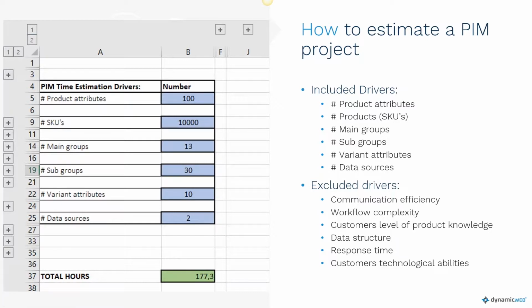If we take a look at the excluded drivers, what's common for them is that they are more qualitative elements. So they can be very hard, and not least time consuming, to measure in advance. First of all, we have the communication efficiency, and this is based on our experiences. Things like how many individuals you have involved in the project, who will make the decisions, and also potential third-party consultants can cause this communication to become less efficient.